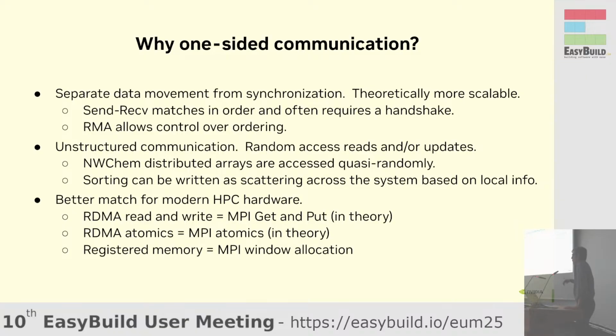NWChem is probably the most widely used one-sided code in the world. It does basically random access reads to distributed memory, these big tensors that are hashed across distributed memory, and they're accessed in a dynamic fashion because there's a dynamic load balancer. And so you can't post sends and receives because you never know who's going to be fetching from whom. You could do this with active-message-like stuff over send receive, but the semantic is one-sided.